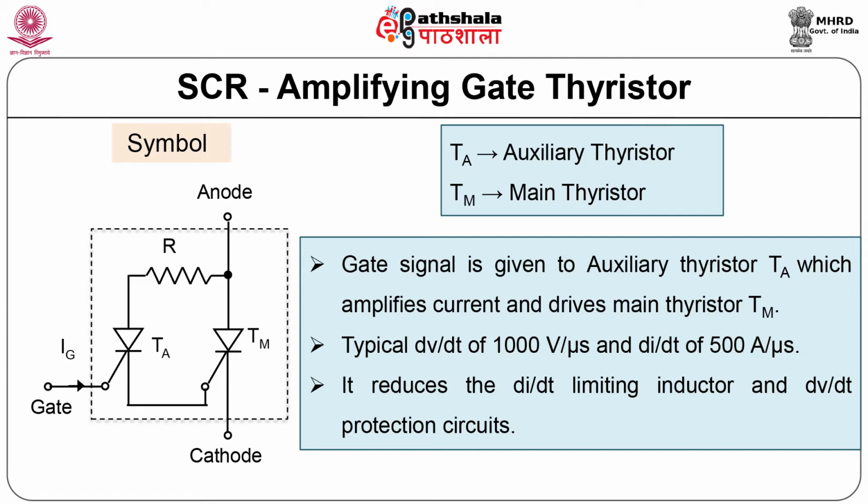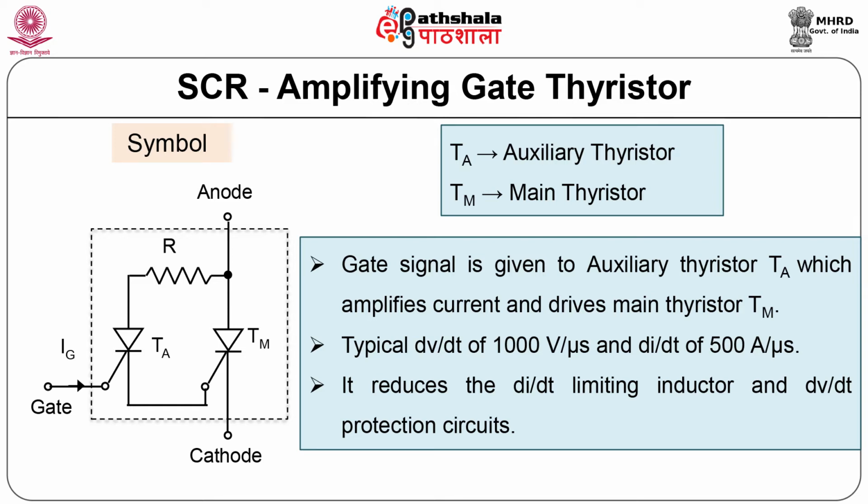Amplified gate thyristors. These are also PCTs, but it has additional characteristics, that is very high gate sensitivity. It has inbuilt two thyristors. One thyristor is auxiliary thyristor, other is main thyristor. Main thyristor carries all the current. Gate signal is given to the auxiliary thyristor TA as shown in the figure. TA amplifies the current and drives the main thyristor.